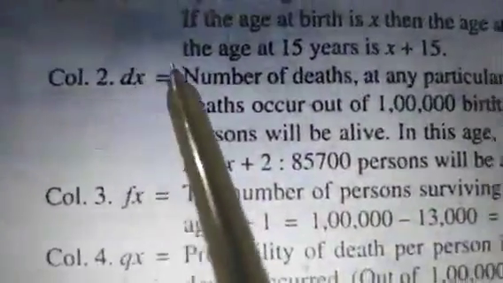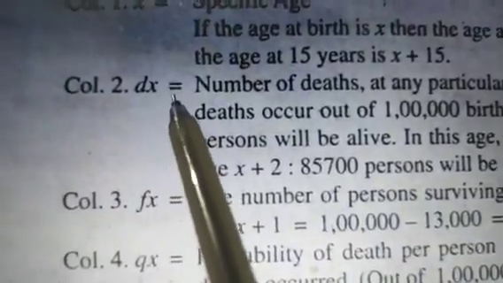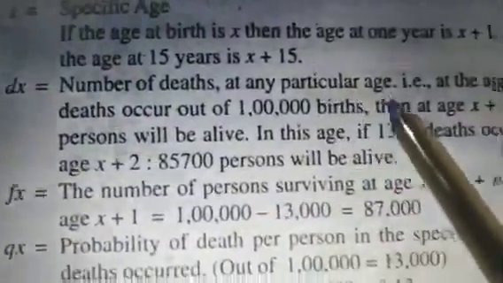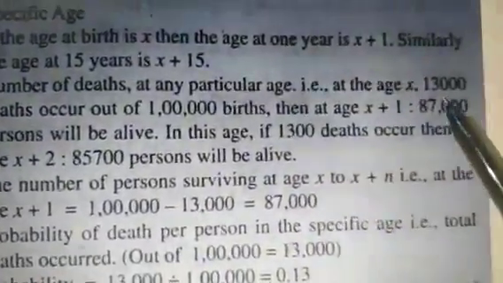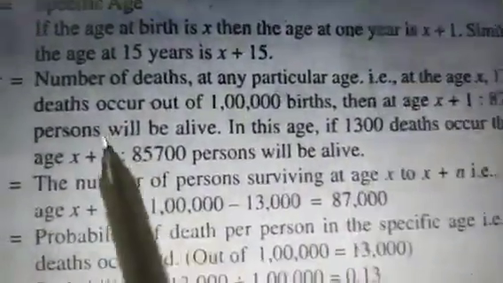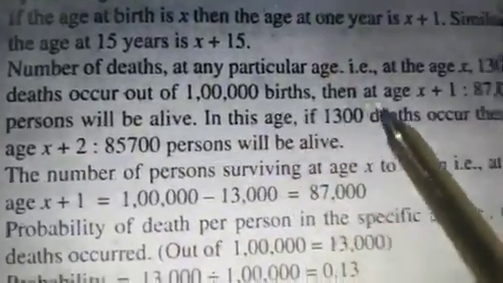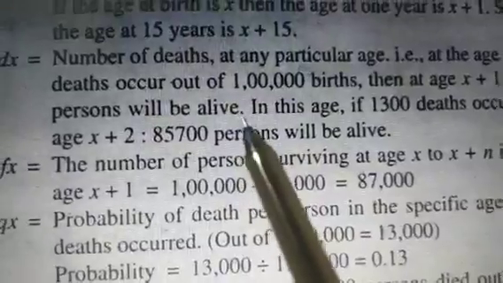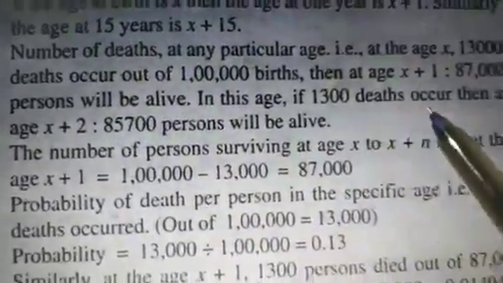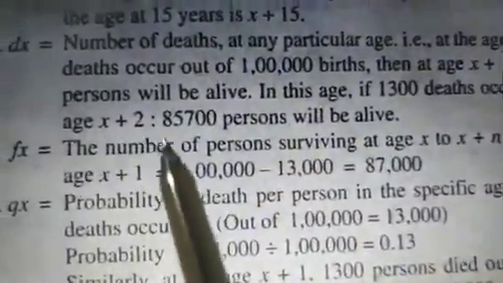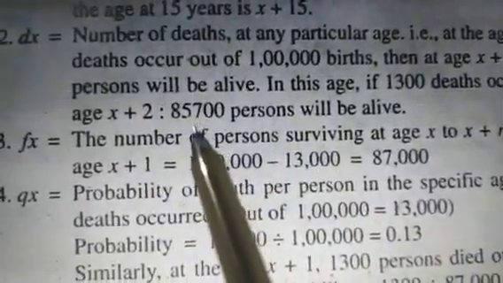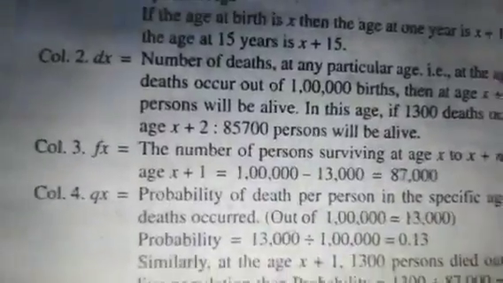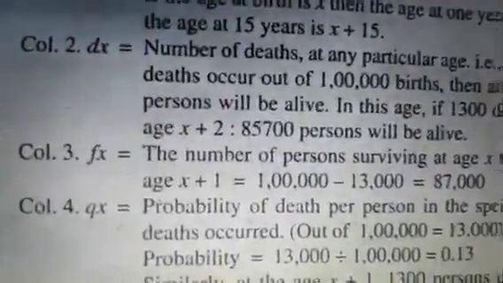Column 2 is dx. dx means the total number of deaths, the number of deaths at any particular age, that is at the age x. For example, if 13,000 deaths occur out of 1 lakh births, then at age x plus 1, 87,000 persons will be alive. In this age, if 1300 deaths occur, then at x plus 2, 85,700 persons will be alive. So this is how you can deal with dx.